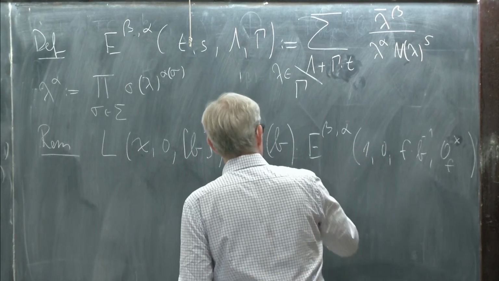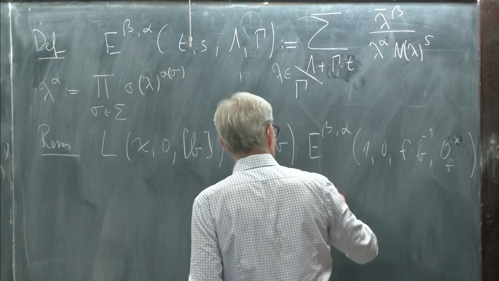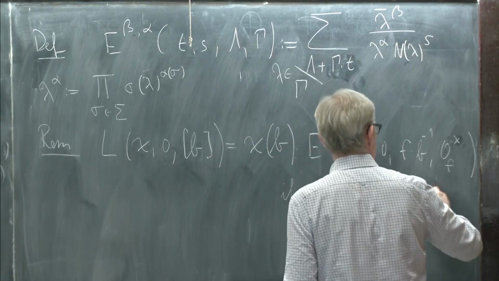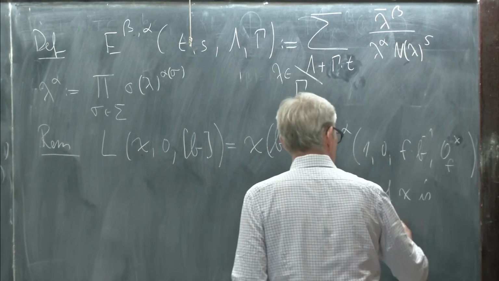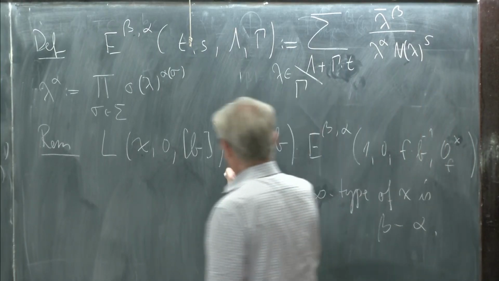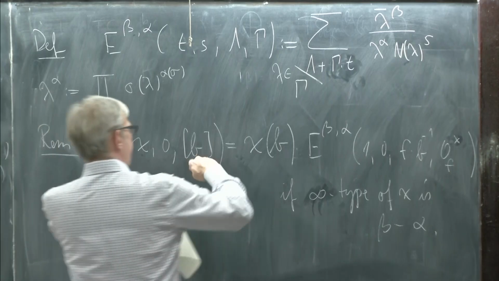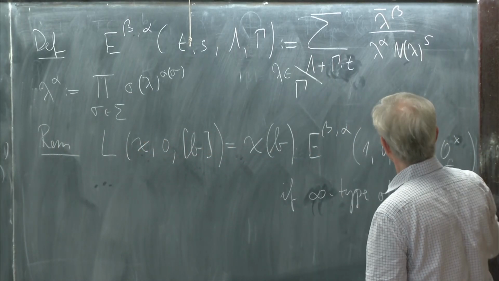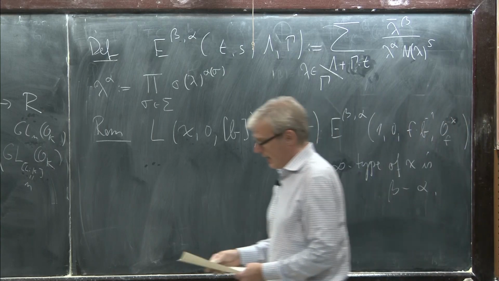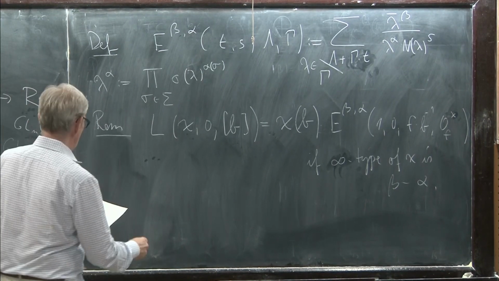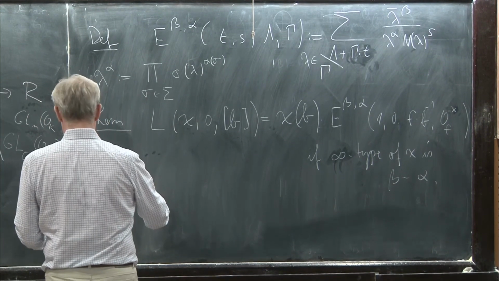If the infinity type, which I didn't define, of chi is beta minus alpha, then you have that relation, and summing over the ray classes here, you get the L function. So these are the values you are interested in. And the main result is now that if we take that cup product, so maybe I write it as follows.